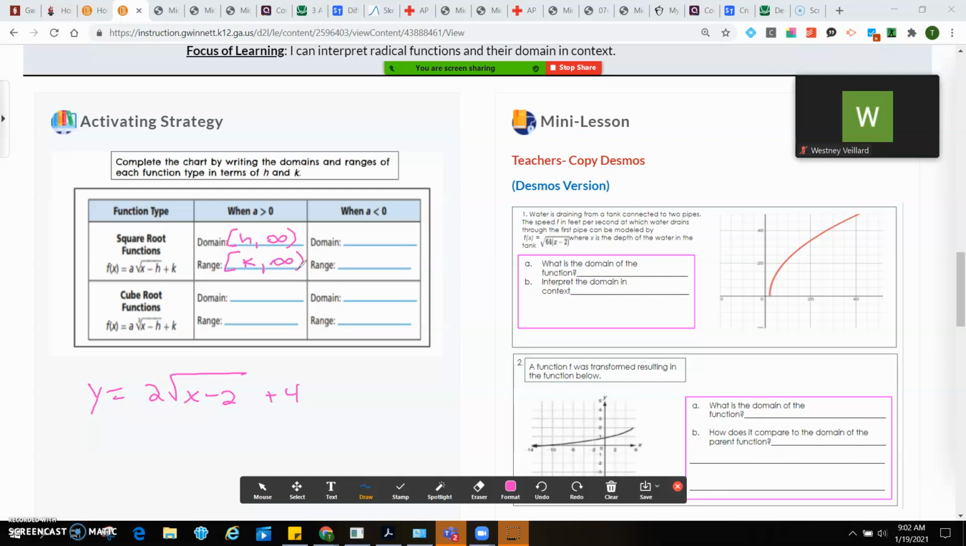Okay, so when your A is positive, that means this number that's up front is positive. This is how it's going to be written. And again, obviously you would have numbers plugged in there.